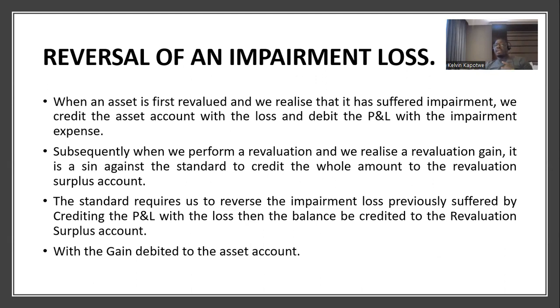That's what I said. But now what happens if in the second year that we revalue an asset, we realize that there's a revaluation gain? What then must we do? The standard permits us to do a reversal of an impairment loss. When an asset is first revalued and we realize that it has suffered impairment, we credit the asset account with the loss that was recorded and debit the P&L. That is a record of impairment the first time.